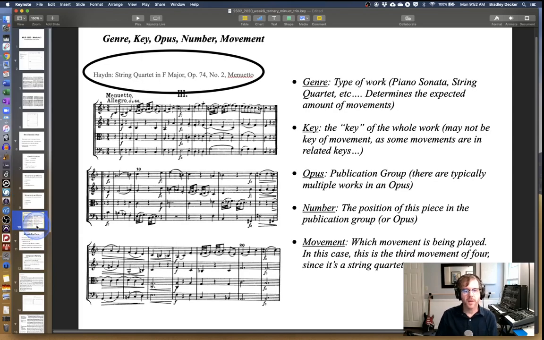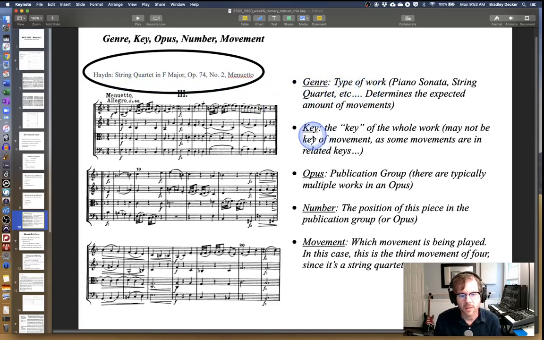So if we apply those expectations to the title of a work, you'll see at the top of classical works, you have all this information. And I like this slide. It's got a lot of stuff on it, so it's a little complex, but not really. It defines what's going on in a title: genre, key, opus, number, movement. The genre is the type of work. Basically, it says string quartet, or it would be piano sonata, or violin concerto, or symphony. It'll tell you the type of work.